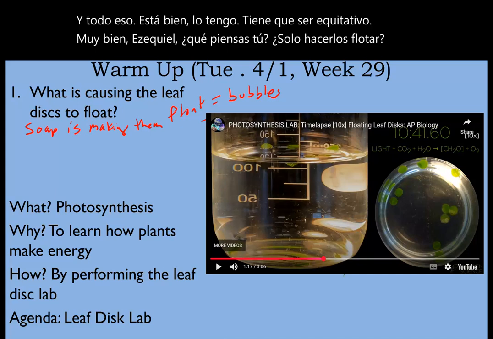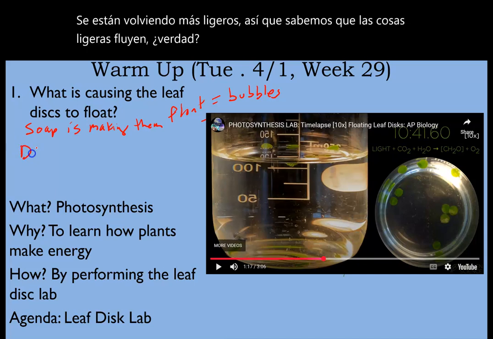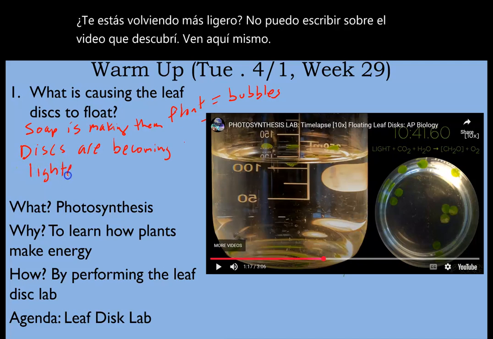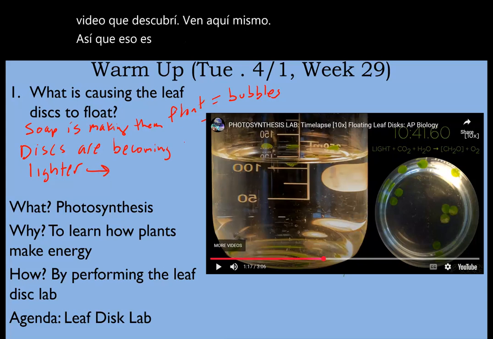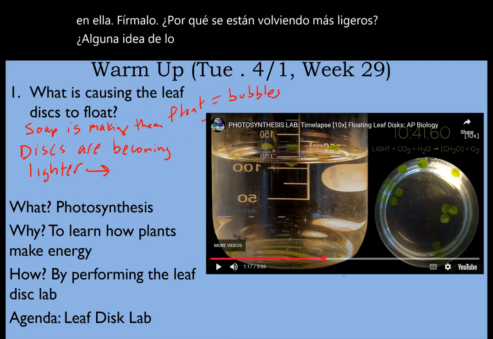They're becoming lighter. So we know light things float, right? So I'm going to put that down. Discs are becoming lighter. Can't write over the video, I discovered. I'm right here. So that's basically the answer, but let's dive into it. Why are they becoming lighter? Any idea? What's happening to make them lighter?